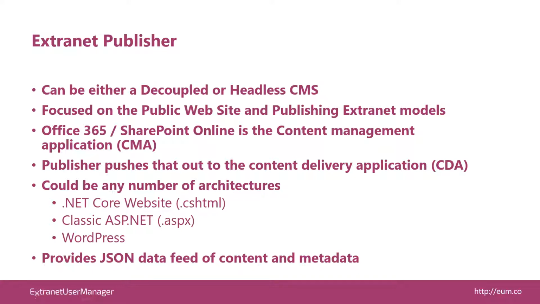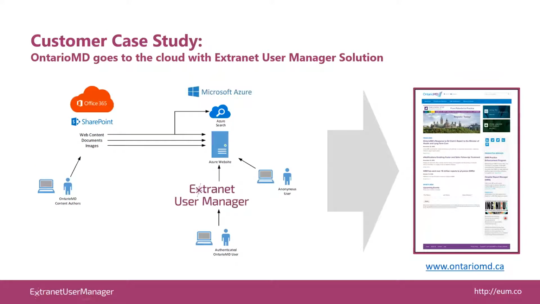Let me just jump over and give you a real world example to make this a little easier to understand. So we're going to dive into a customer case study, and we have a deeper case study. We've got the links up on our site for one of our customers called Ontario MD. The idea here is that Ontario MD's public website, www.ontariomd.ca, which you can go to, is anonymously available, and it has a secure portion to it as well. So it's kind of a hybrid of the public website and the publishing extranet.